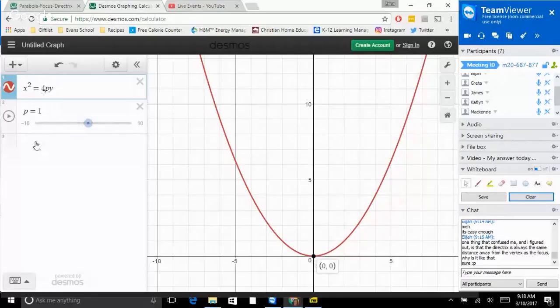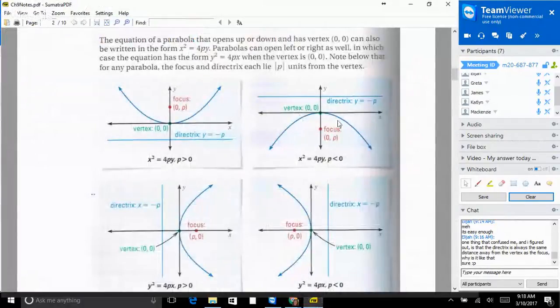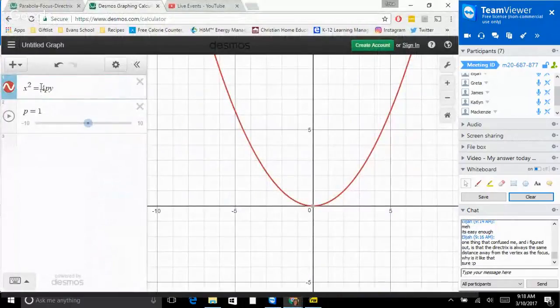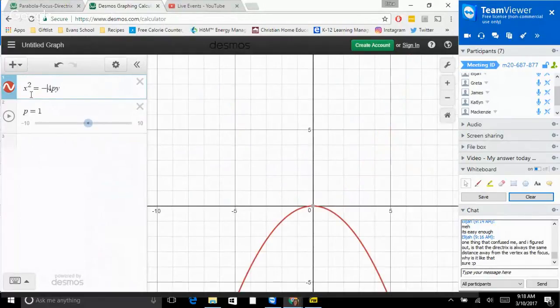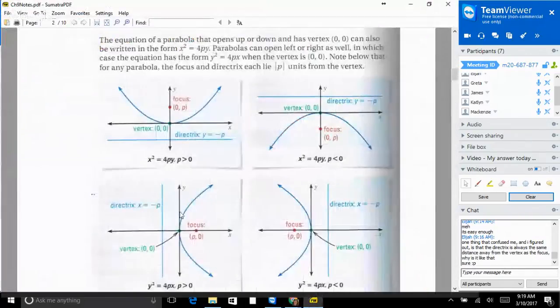Well, actually, let me do one other thing. So we've got x squared equals 4py. The second graph that's described on your page, so this one right here, happens when we change this to x squared equals negative 4py. So all we did is add this negative sign, and then our parabola, instead of opening up, is opening down. Okay, so far so good. Then we've got a third and fourth graph down here at the bottom.